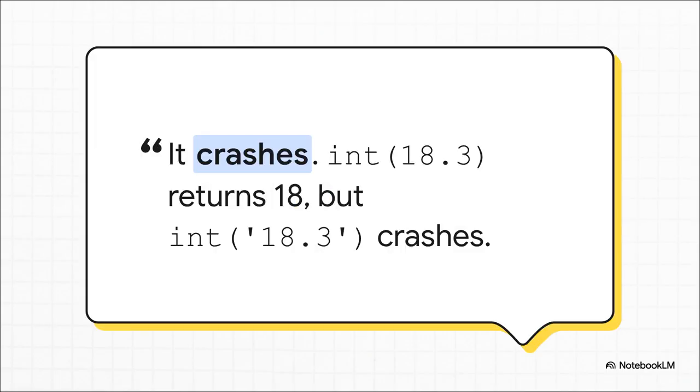This is one of those subtle little gotchas in Python that trips up so many developers. You see, the int function knows how to handle a floating point number. It just cuts off the decimal, so int of 18.3 becomes 18. But it has no idea how to parse a string that has a decimal point in it. That int of "18.3" raises an error. It's a perfect example of why thinking about user input and errors is so important for writing real-world code.